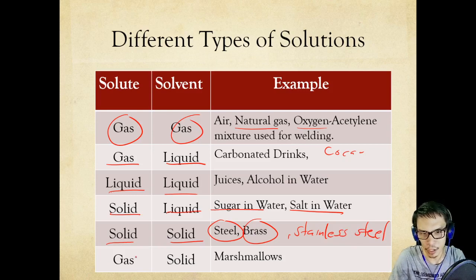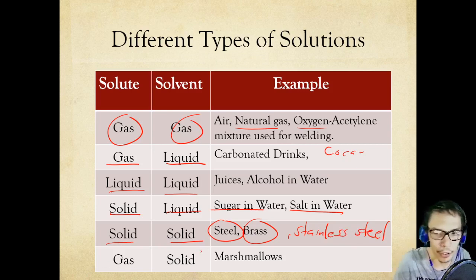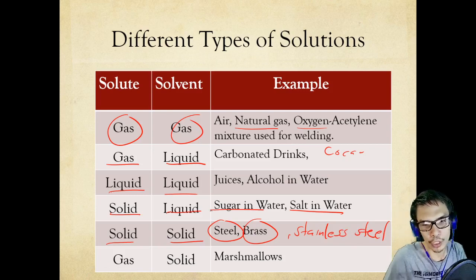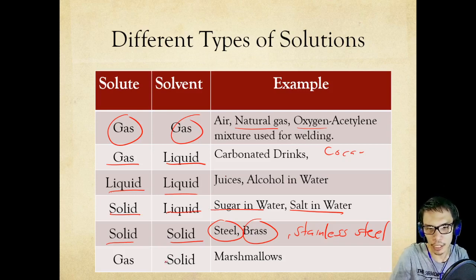Next one is gas and solid. The example here is marshmallow, in which the solid is your solvent, and the gas is your solute. So these are the different types of solution that you might encounter in your daily life.